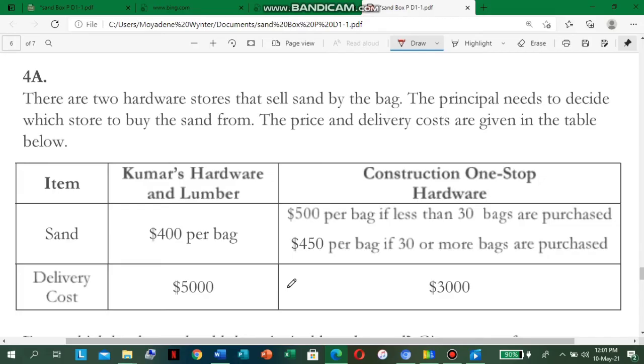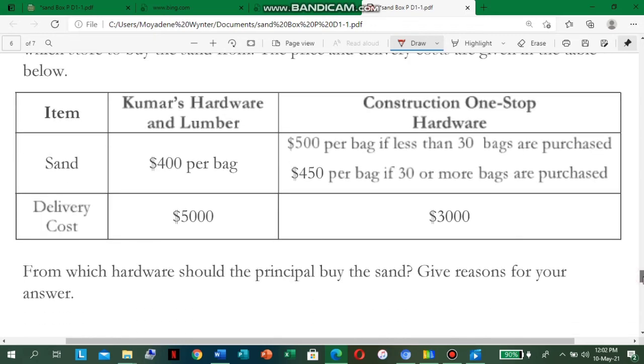So we want to find out which hardware is the cheapest, because we don't want to send the principal to the most expensive hardware. So how are we going to find out the cheapest hardware? The question reads: from which hardware should the principal buy the sand? Give reasons for your answer.